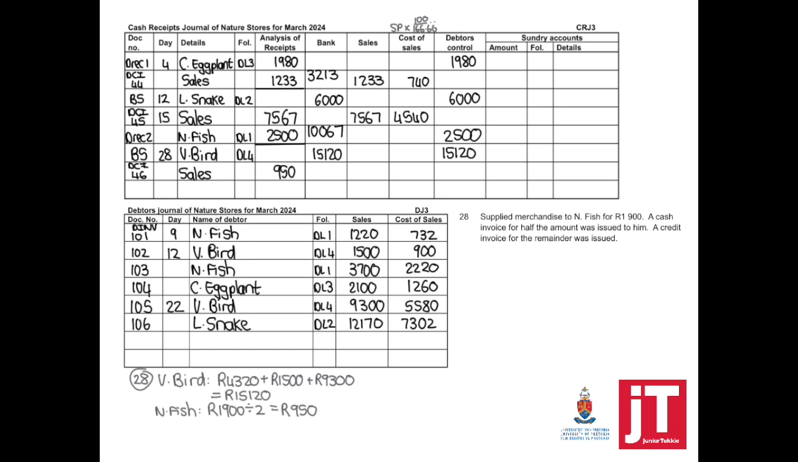Duplicate cash invoice, and now we are busy with number 46 on day 28. Details, sales, analysis of receipts 950. For what reason? This was because of sales 950 and the cost is 570, which goes into your cost of sales. The second part, this goes now into the debtors journal. 107 is the source document. Day 28, name of debtor N Fish, sales 950 and the cost 570.